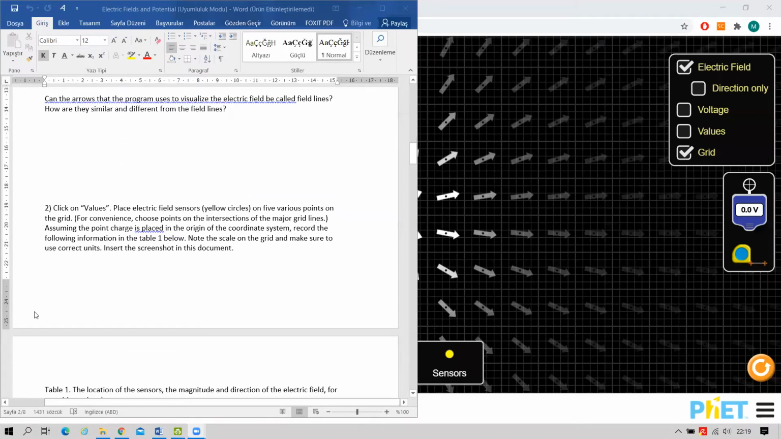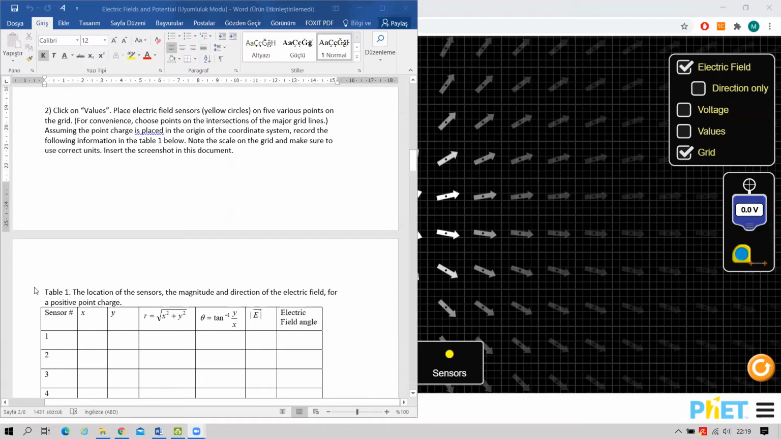Next item in the first part of your report: clicking on the values and placing electric field sensors, the yellow circles, on 5 various points on the grid. For convenience, choose points on the intersections of the measure grid lines. Measure their x and y coordinates, assuming the point charge is placed at the origin of the coordinate system, and record the following information in the table below.